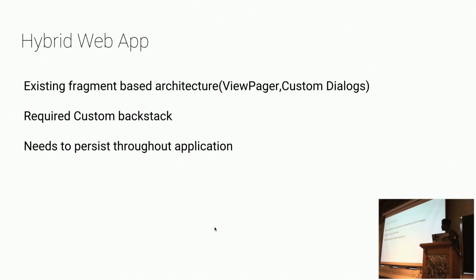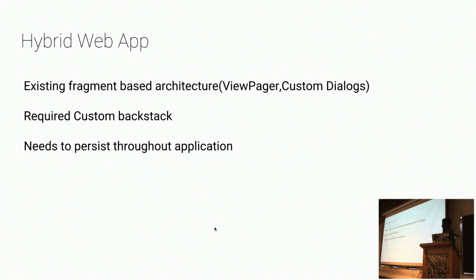So, one of my most recent projects, I had this existing application, and it was mainly built based on a fragment architecture. We had a view pager, and we were using custom dialogues. But we wanted to have a hybrid web app to handle our payment transaction flows, because these flows were changing on the fly. We didn't want to have to release an app update every single time we made changes to the payment flow. So we decided to use a web app which we could activate through the Android web view. And we needed this to, of course, persist throughout our whole application.